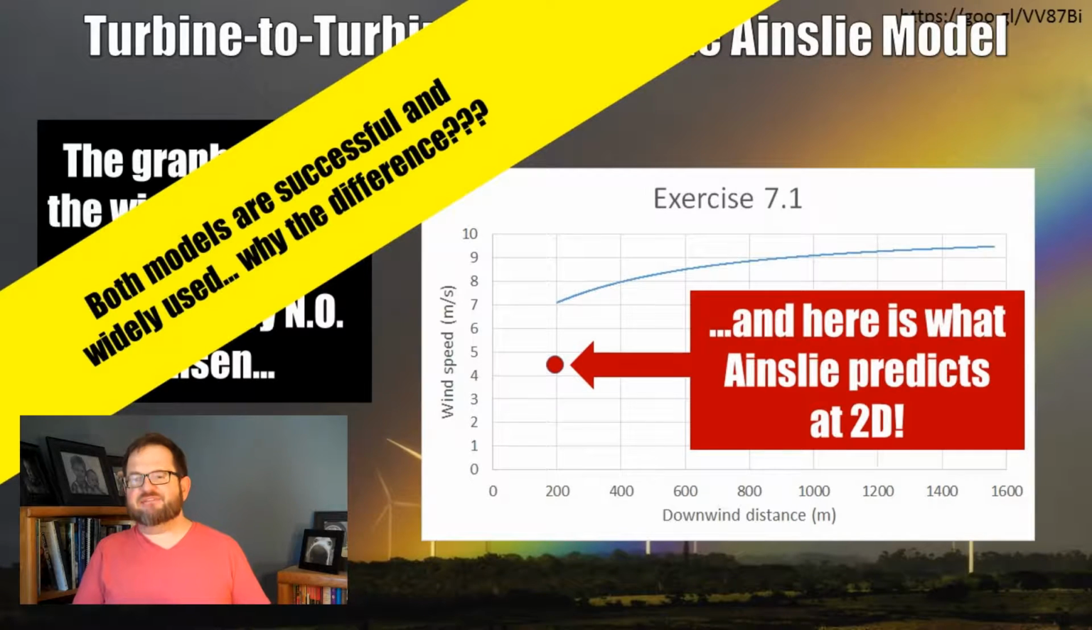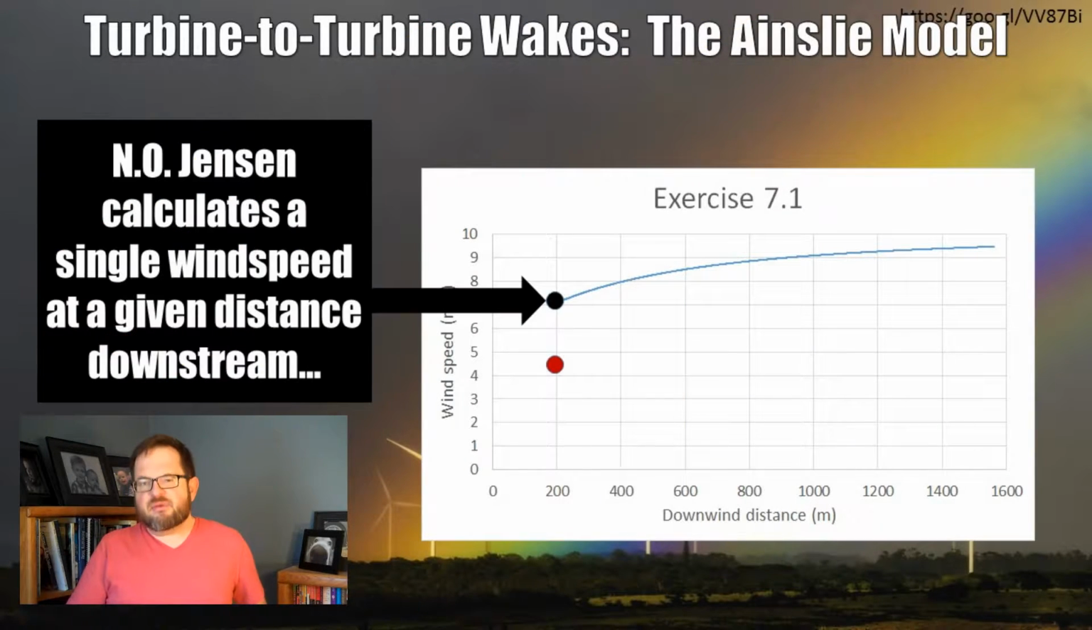And the answer is because they're kind of telling us something very different. See, remember, N.O. is computing a single wind speed associated with any given distance downstream. So, for example, that black circle that I have on there is the wind speed that, under this combination of conditions with U_I and Z0 and all that stuff, we plugged in for our rotor, our thrust coefficient and all that stuff, and we got that wind speed at 200 meters. That is a single wind speed at that distance. So what we're doing here, let's actually kind of make this work.